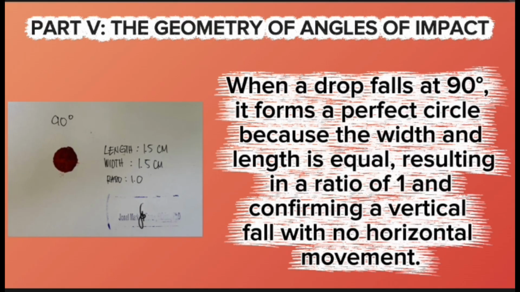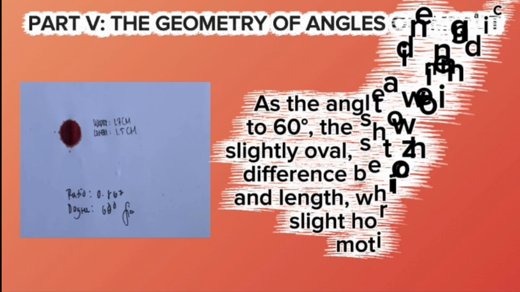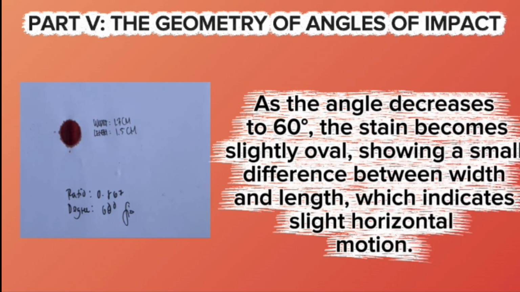When a drop falls at 90 degrees, it forms a perfect circle because the width and length are equal, resulting in a ratio of 1 and confirming a vertical fall with no horizontal movement. As the angle decreases to 60 degrees, the stain becomes slightly oval, showing a small difference between width and length, which indicates slight horizontal motion.